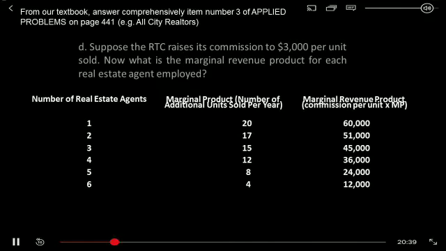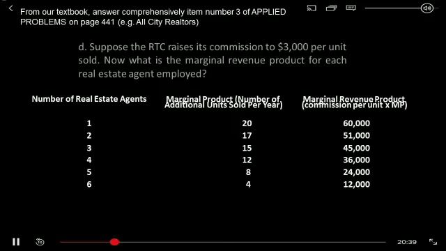Requirement D. So, suppose the RTC raises its commission to $3,000 per unit sold. What is the marginal value product for each real estate agent employed? So, to get the answer, we have to multiply commission per unit times marginal revenue product. So, our commission per unit has now changed from $2,000 to $3,000 per unit sold.